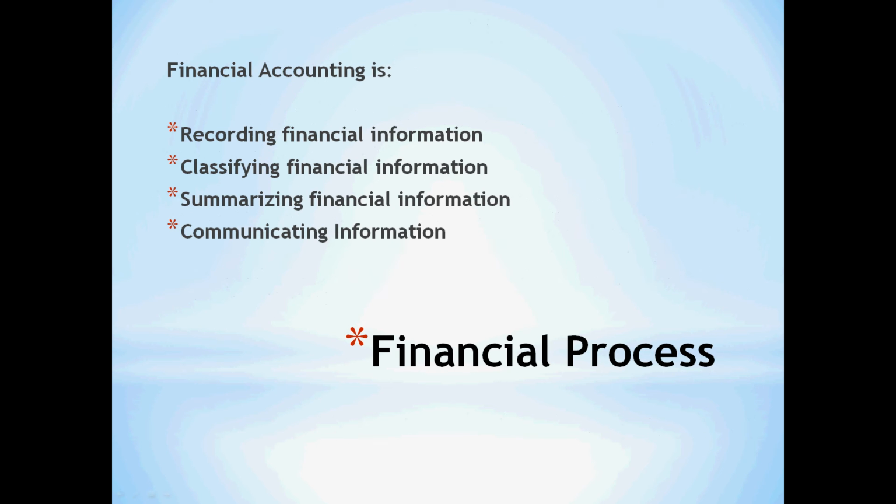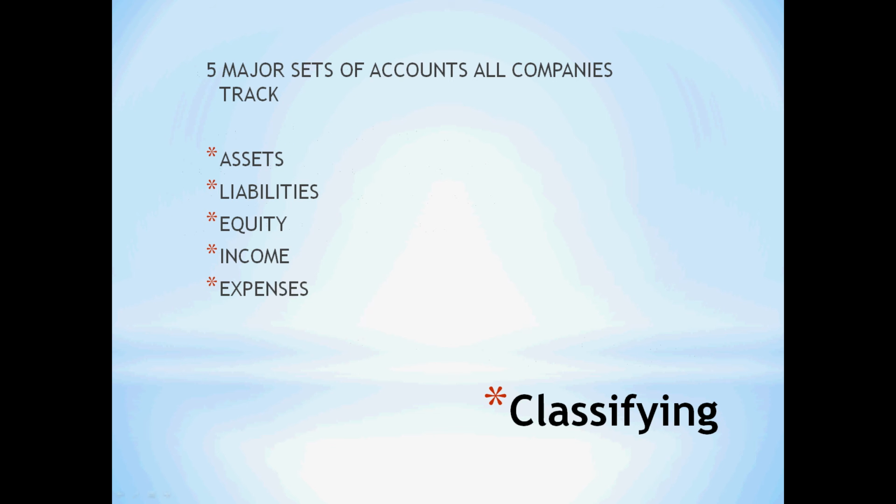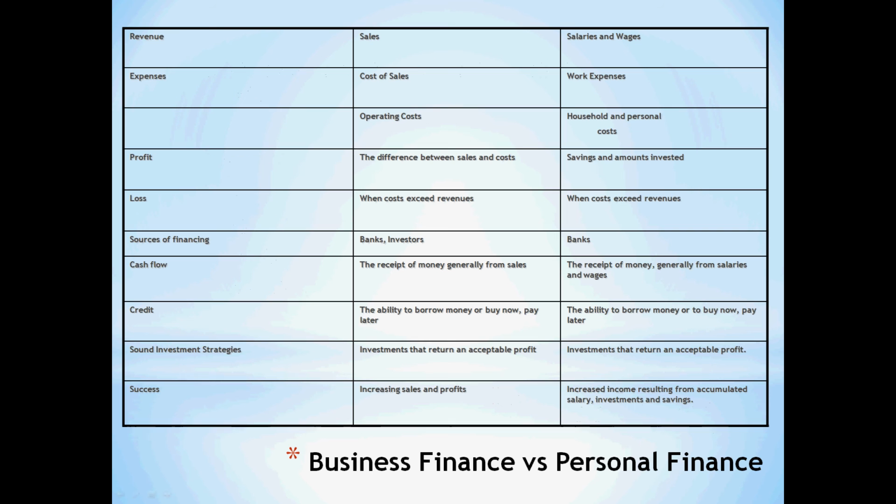Financial accounting is recording financial information, classifying financial information, summarizing financial information, and communicating information. And that's the overall process. There are 5 major sets of classifying accounts all companies track: assets, liabilities, equity, income, and expenses.